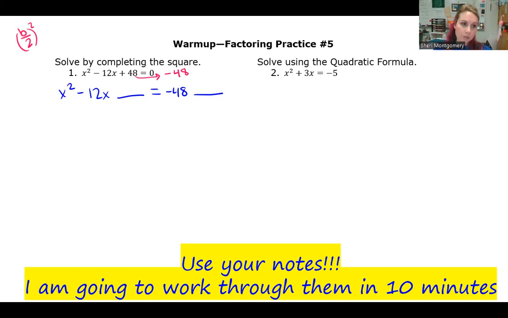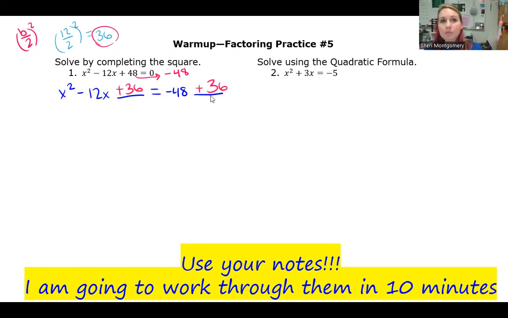So our middle number is 12. And like I said, it doesn't really matter that it's negative. It's going to be 12 divided by 2. What's 12 divided by 2? 6. What's 6 squared? So what we're adding to both sides is this number, plus 36 and plus 36. What you do to one side of the equation, you have to do to the other side.